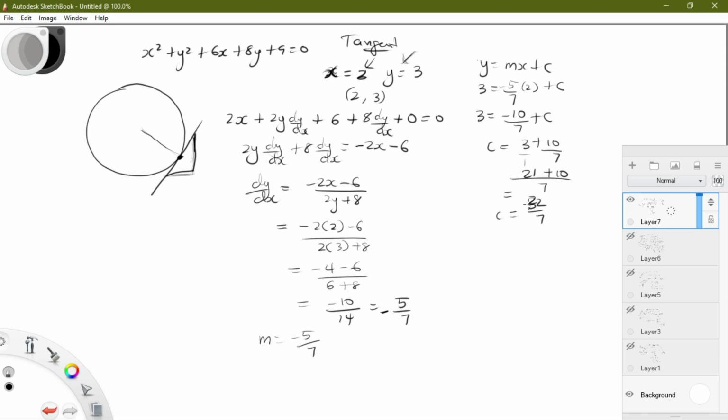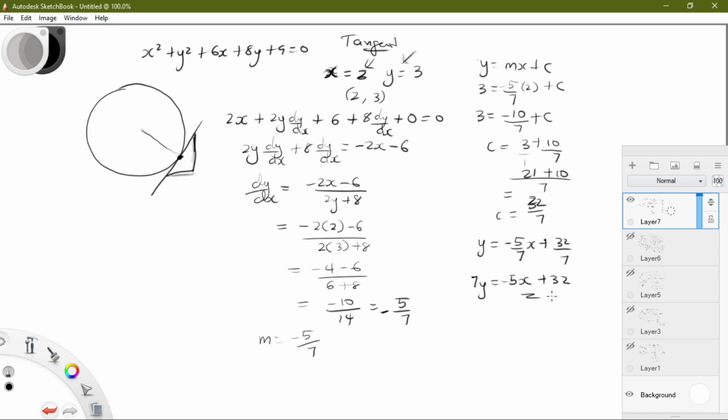Then the equation of the tangent here is y equals minus 5 over 7 x plus 31 over 7, and in order to do it better, multiply through by 7. That will be 7y equals minus 5x plus 31. Okay, so that's the equation of the tangent of a circle.